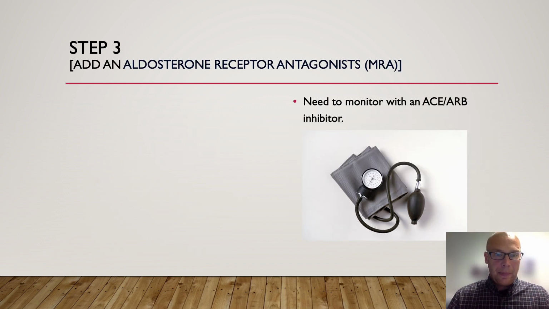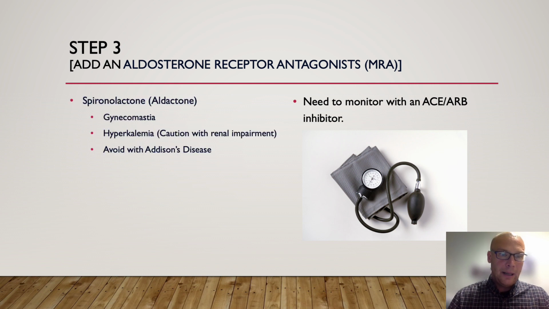Next, what you do is you add something like Aldactone. So that's more of a diuretic, spironolactone. It's potassium sparing, so you need to monitor with things like an ACE inhibitor or an ARB because you want to make sure those levels don't go higher. You want to watch that, and you may need to do blood work in 2-3 weeks or something like that just to make sure.